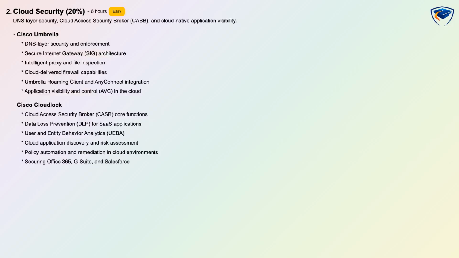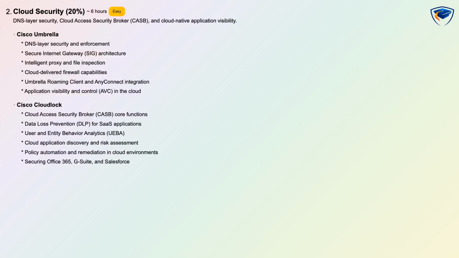Cloud security is weighted 20% and emphasizes DNS layer security, cloud access security broker functions, and cloud-native application visibility. Study Cisco Umbrella for DNS layer enforcement, secure internet gateway architecture, intelligent proxy and file inspection, cloud-delivered firewall capabilities, and integration with roaming clients and AnyConnect.